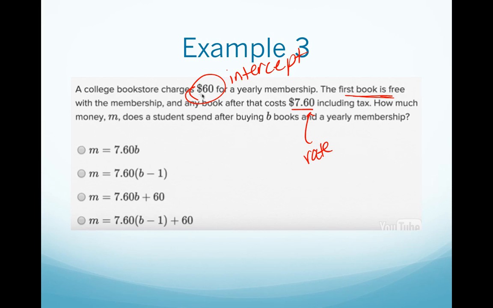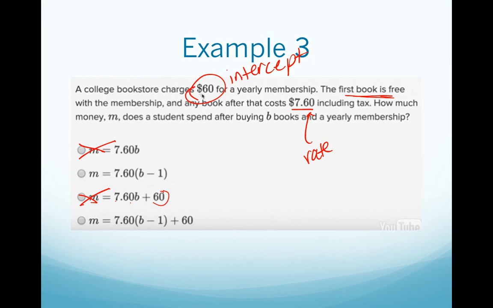So in terms of trying to figure out which equation would model that scenario, it's not going to be this one because it doesn't have a y-intercept. This is just saying that we're charging $7.60 per book, no membership fee. So that first choice is out. Here, this one maybe looks a little more complicated, so maybe we'll hang tight on that one for a minute. This next one has that start fee, but it's costing you $7.60 per book, but there's no free book. So this one's not it either.